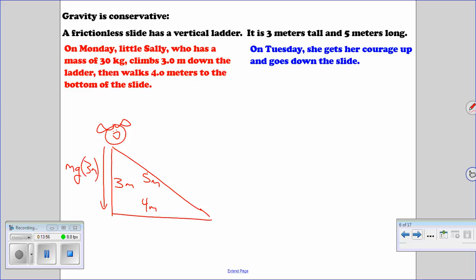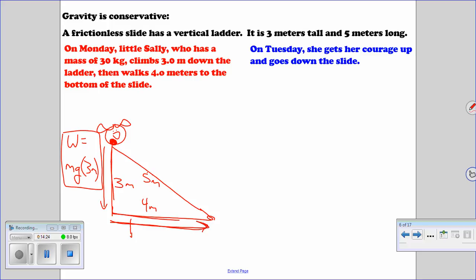Okay. And then when she walks from the bottom of the slide, gravity's not doing any work, right? Because her displacement as she walks here is perpendicular to the force of gravity. So the work done by gravity, if she walks from the top of the slide, down the ladder, and across, would be this number here, right? mg times 3.